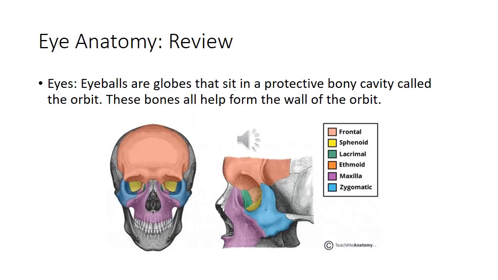Okay, so let's start with an anatomy review. The eyes consist of the eyeballs, which are globes that sit in a protective bony cavity called the orbit. These bones help form the wall of the orbit.